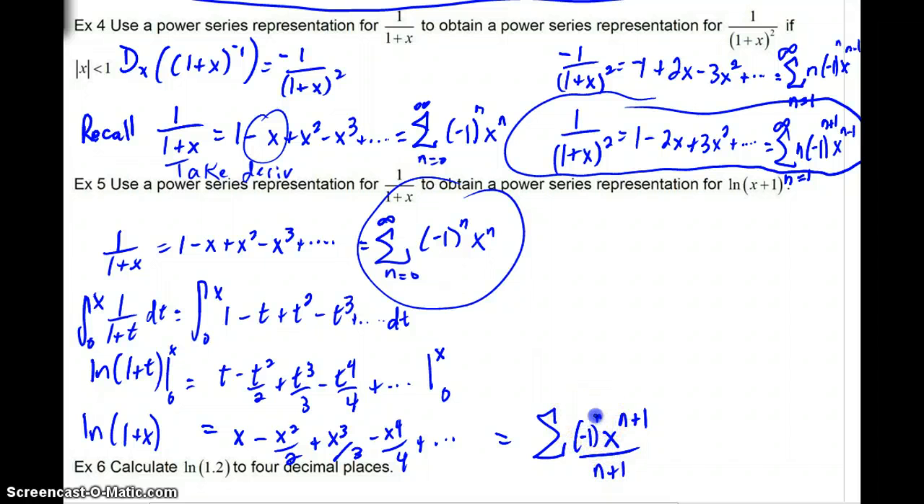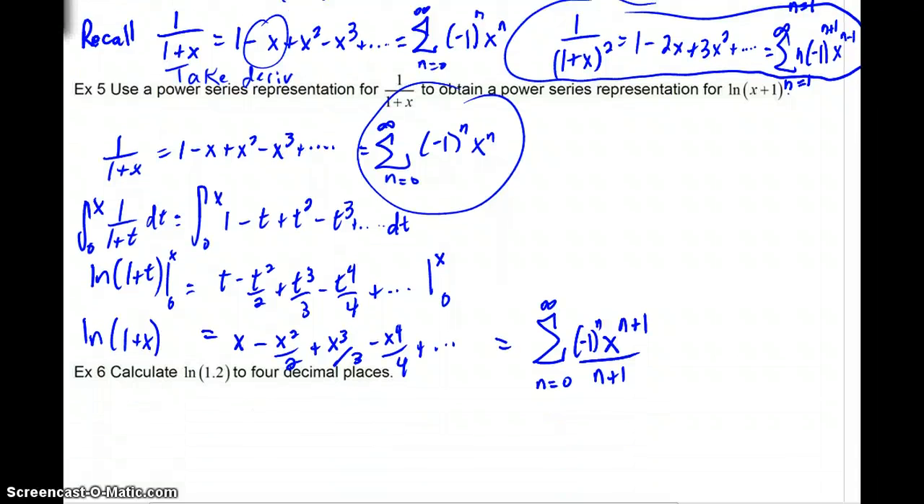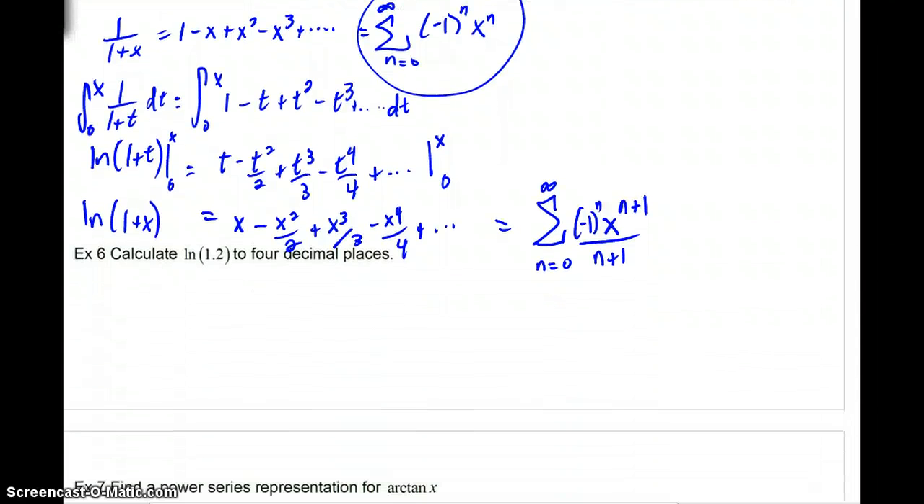We'll have negative 1 to the n. Very, very quickly, let's just reconfirm by checking term by term that this is, in fact, what we're arriving at. Indeed, we are. Real quickly, to save us some time, for example 6, calculate natural log of 1.2 to 4 decimal places. Well, guess what?